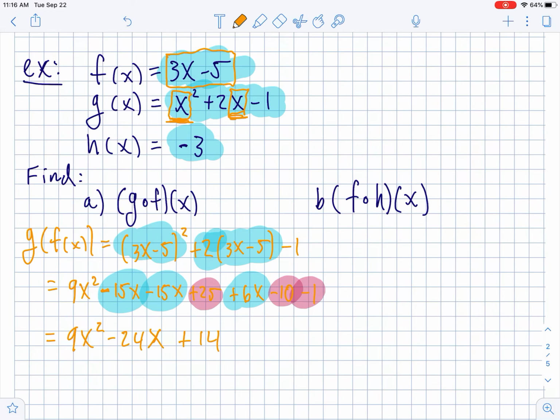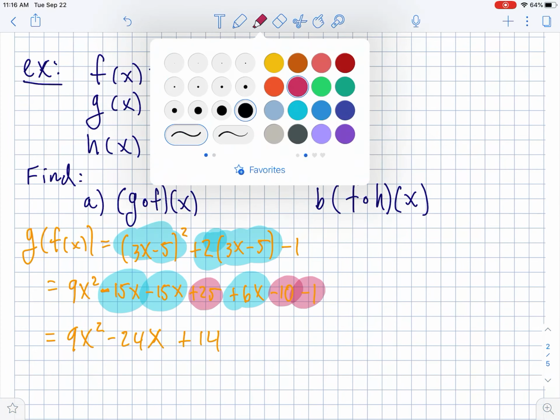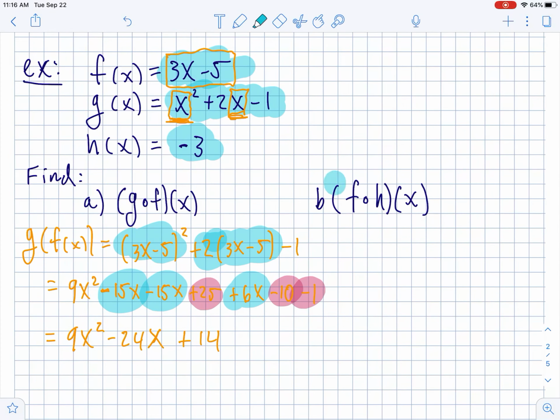Now, this problem on this side, f of h of x. This one seems kind of tricky at first because h of x is kind of a weird function. It's just h of x equals negative 3. Remember that you read this right to left, and this means f of h of x. So the h of x at all times is just negative 3. It's a horizontal line. So this is just f of negative 3.